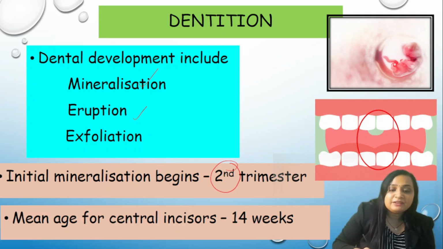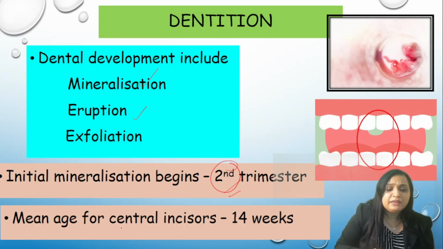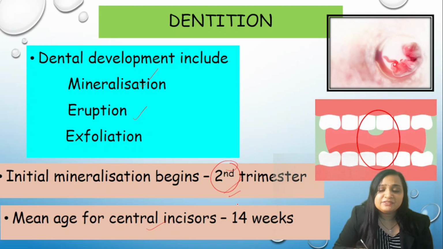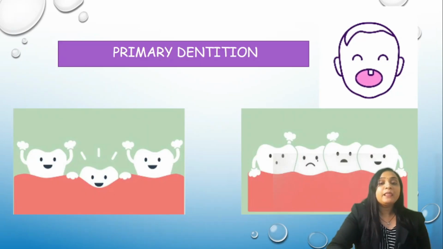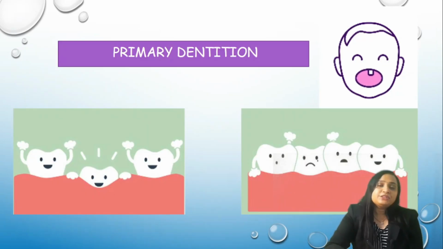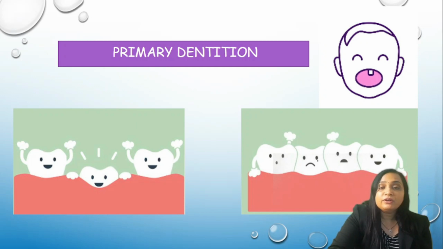So initial mineralization starts at the very beginning from the second trimester, and the mean age for the development of the central incisor is 14 weeks. It starts developing from 14 weeks of gestation. So what is primary dentition? Primary dentition or milk teeth, what is it?